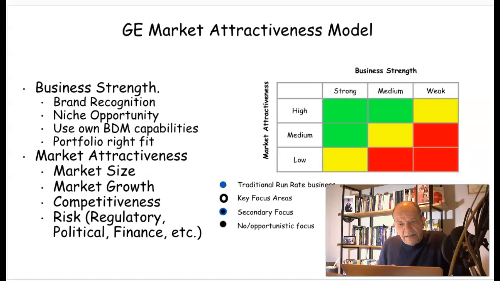So in general terms, you want to keep in mind that the GE Attractiveness Model will help you analyze the business strength and the market attractiveness against your product, and that you can have your icons for your traditional run rate. If you want to move your new product into that market, you can do that. And the color code will help you do it in an easier way.